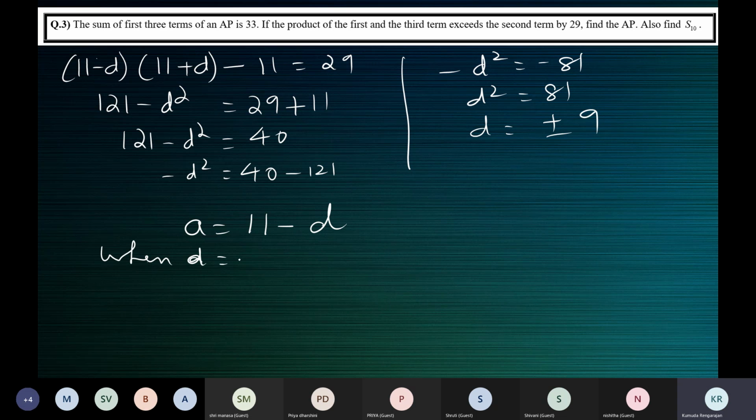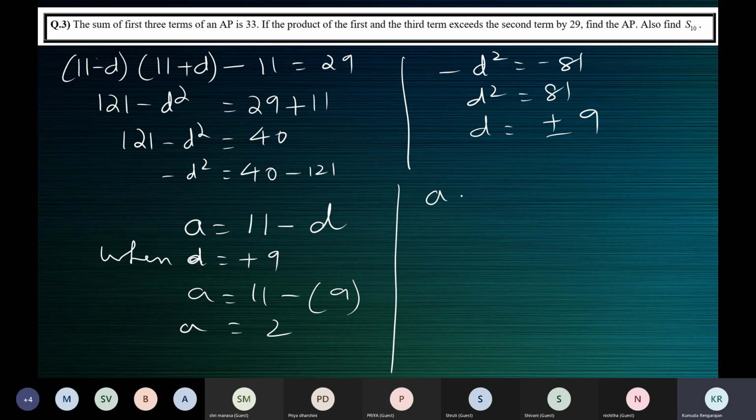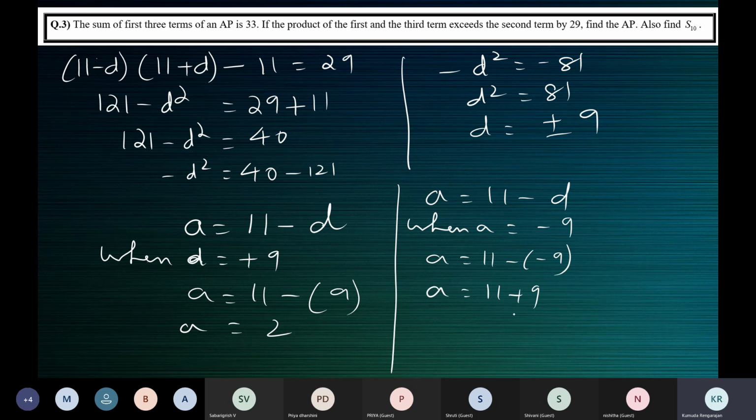When d is equal to plus 9, a is equal to 11 minus 9, so a is 2. When d is equal to minus 9, a is equal to 11 minus minus 9, which is 11 plus 9, so a is equal to 20. So under these two circumstances, find the AP, or find the first three numbers.